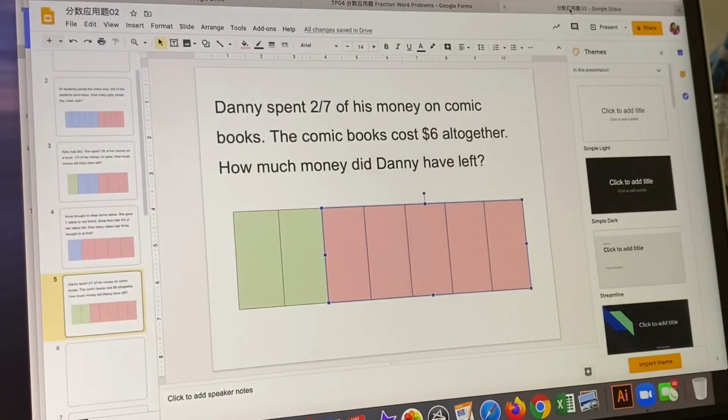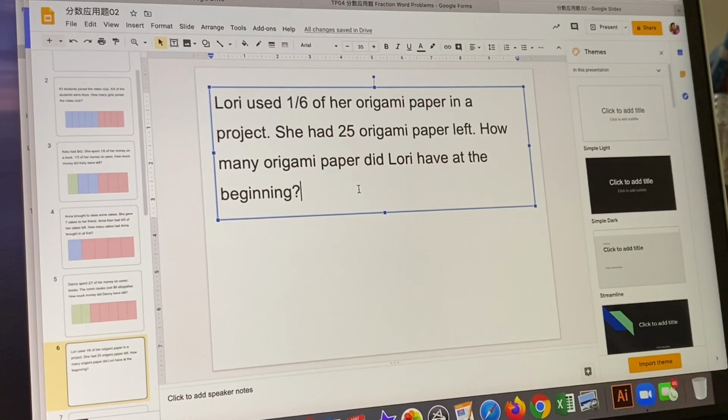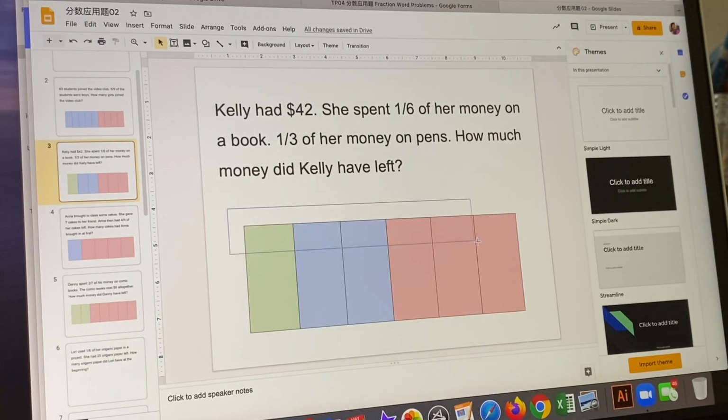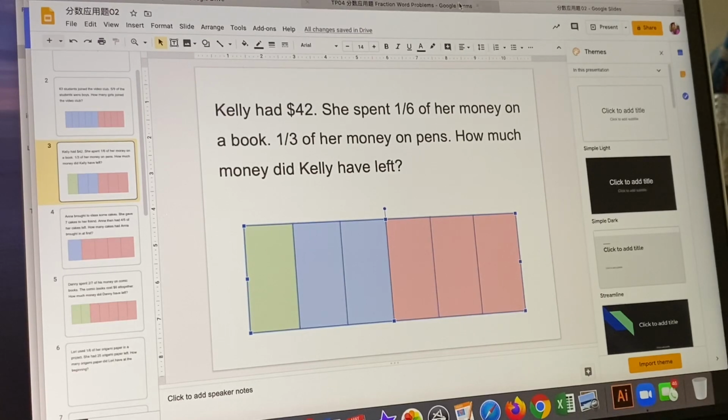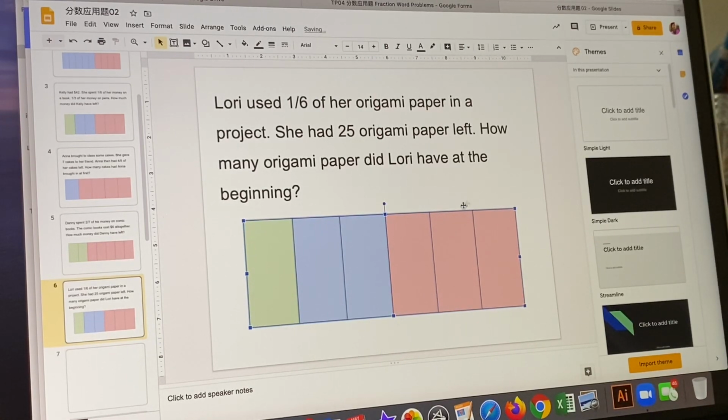Lori used 1/6 of her origami paper in the project. She had 25 origami paper left. How many origami paper did Lori have at the beginning? So we need to part 6 equal parts. This is 6. Put it right in the middle. And change into gray color so we are not confusing anybody.